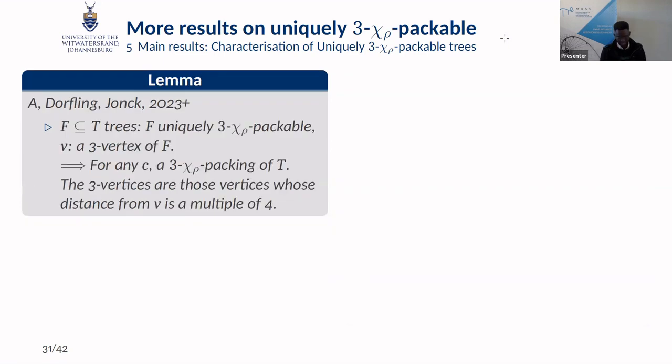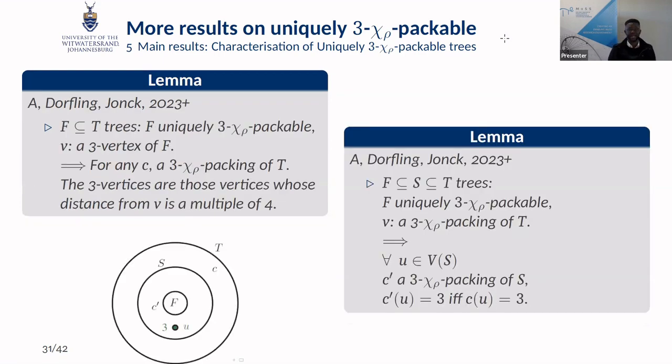Okay, and then the other result that we have, I'm also mindful of the time, is that whenever you have a subtree, and that subtree is uniquely packable, and then you have a vertex v which is a three vertex, then we are saying that for any coloring which gives a three packing of that tree, all the three vertices are those whose distance from v is a multiple of four.